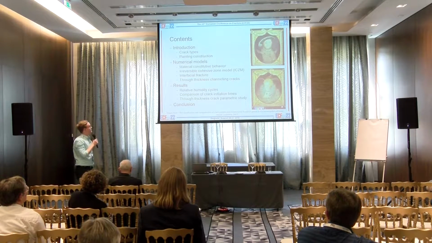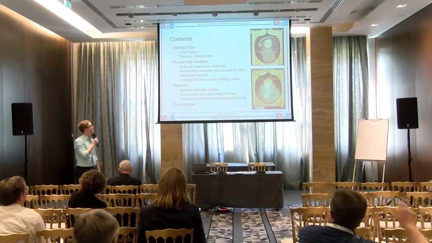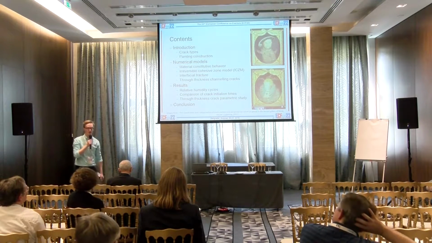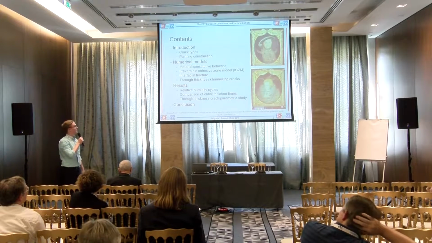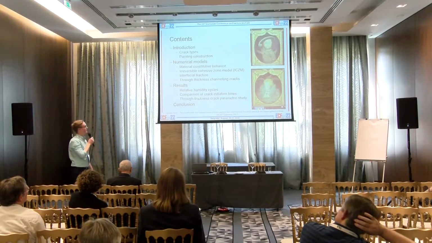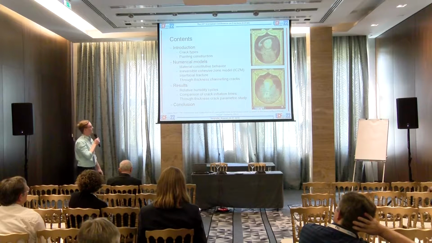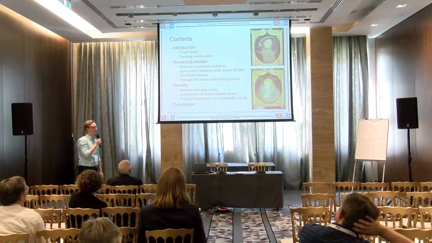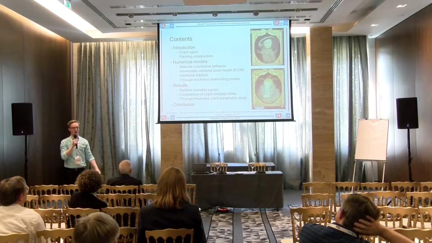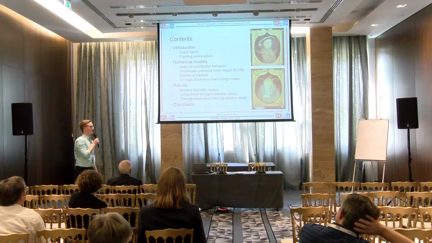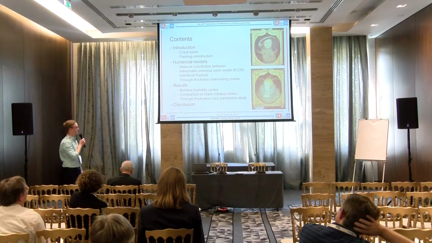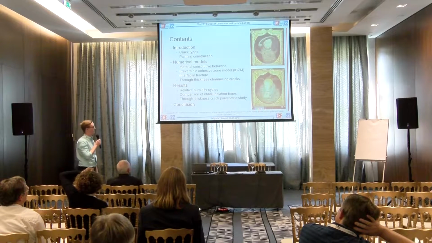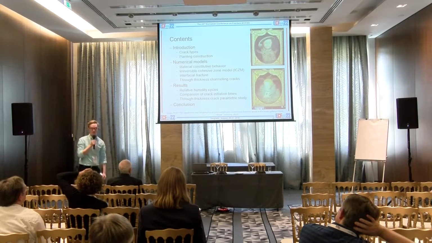So here's the contents of my presentation. Initially I'll give a brief overview of the crack types in paintings and painting construction. Then I'll discuss my models, how we're modelling the painting and looking at certain types of crack growth within the paintings. Then afterwards I'll give some of my results and the relative humidity cycles that we are exposing the paintings to, a comparison of crack initiation times between crack types, and then a parametric study on a through thickness crack, and finally I'll conclude.